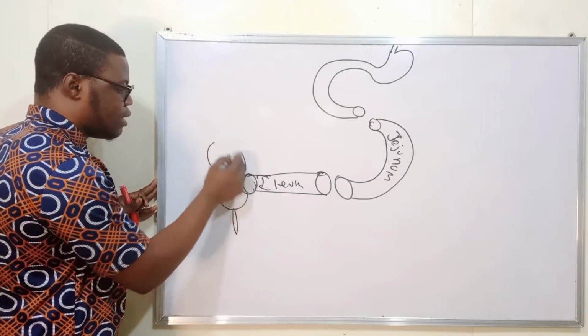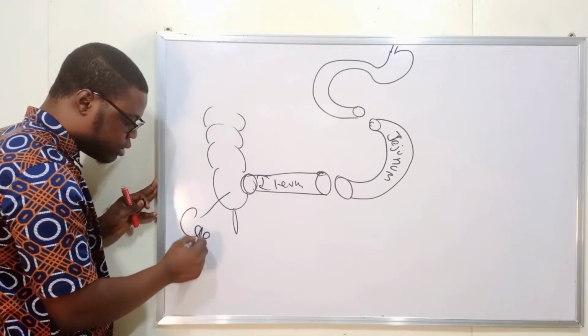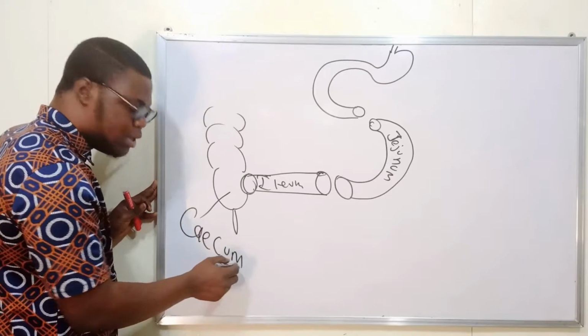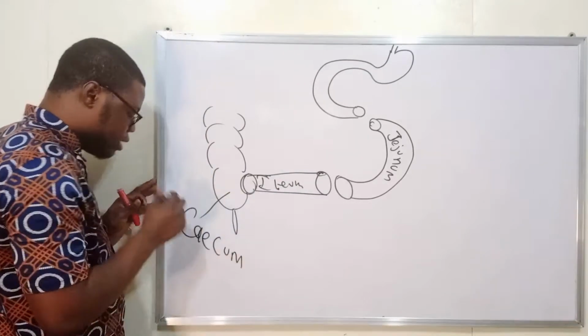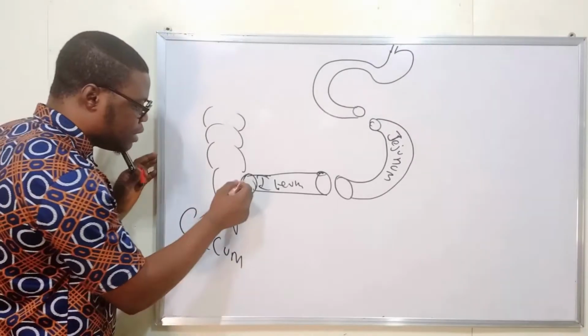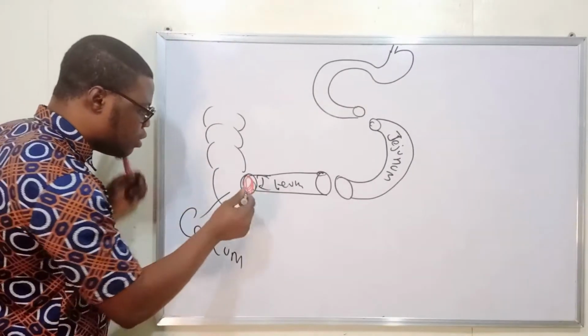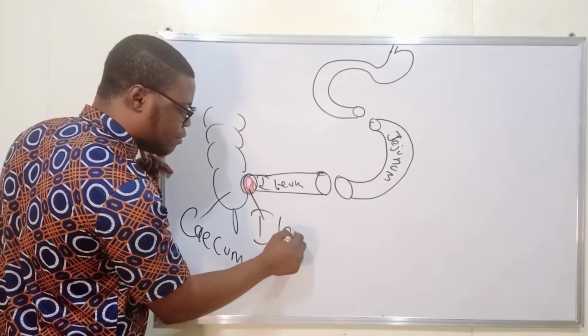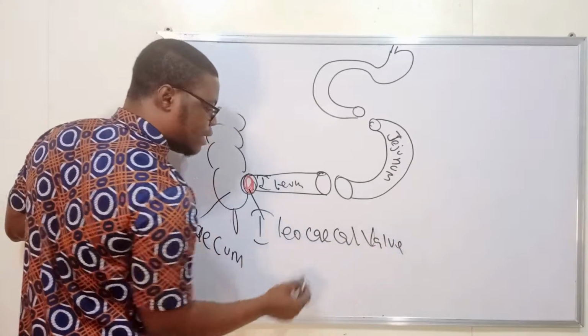So this is the first part of the large intestine. This first part of the large intestine is called the cecum. And now, if that is the cecum, and this one is the ileum, the name of the valve between them, this gate between the ileum and the cecum, is called the ileocecal valve.